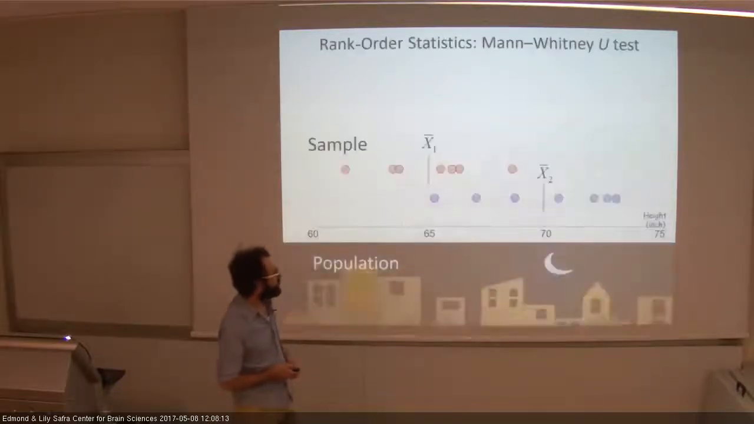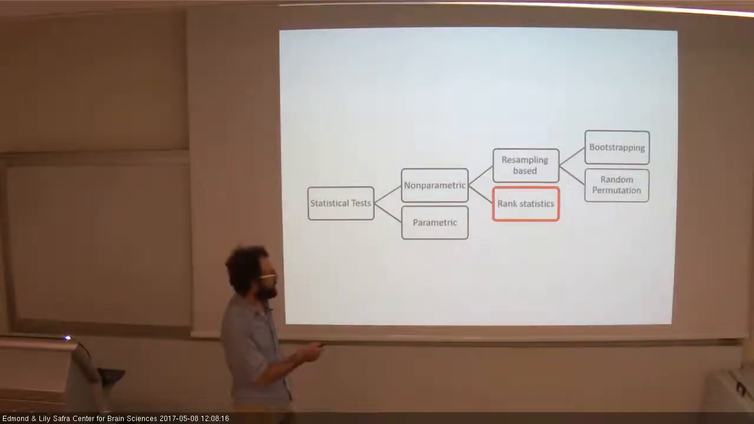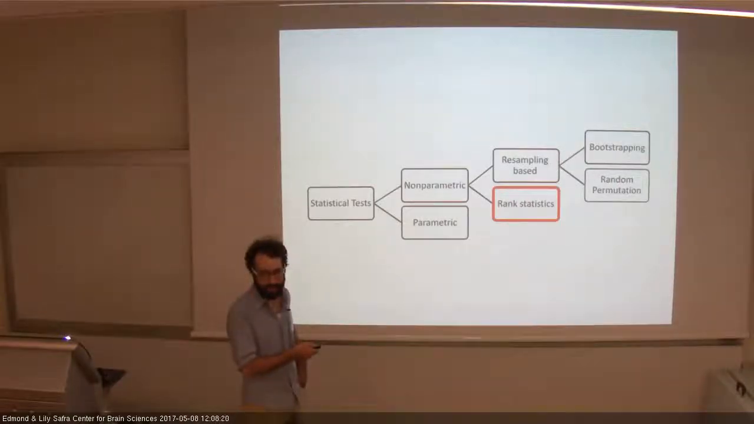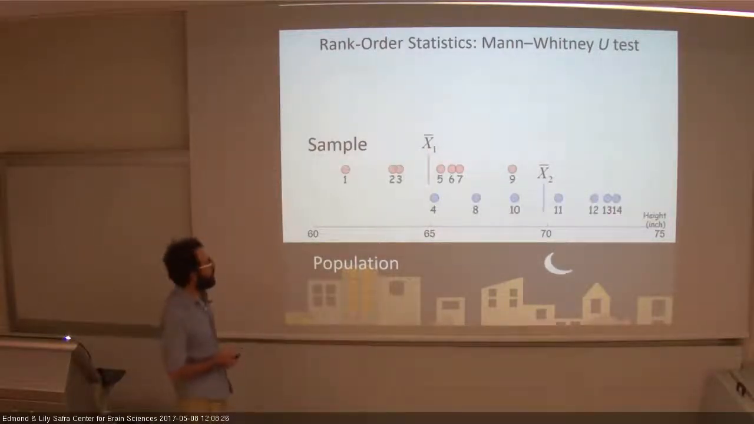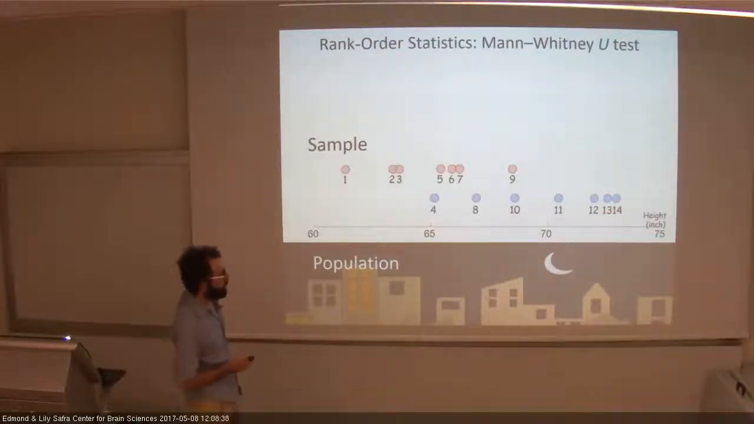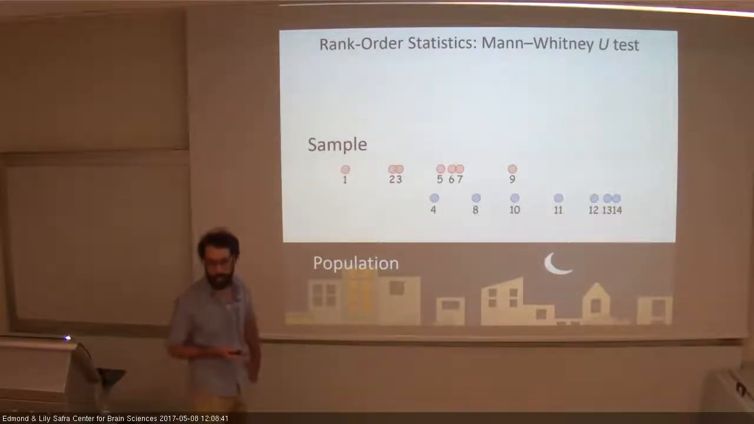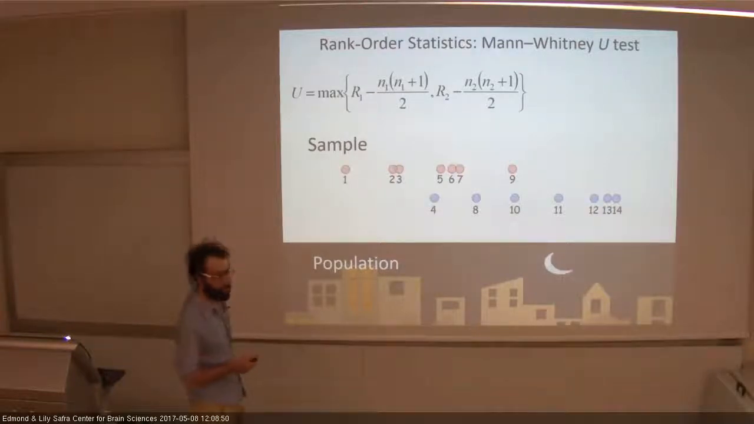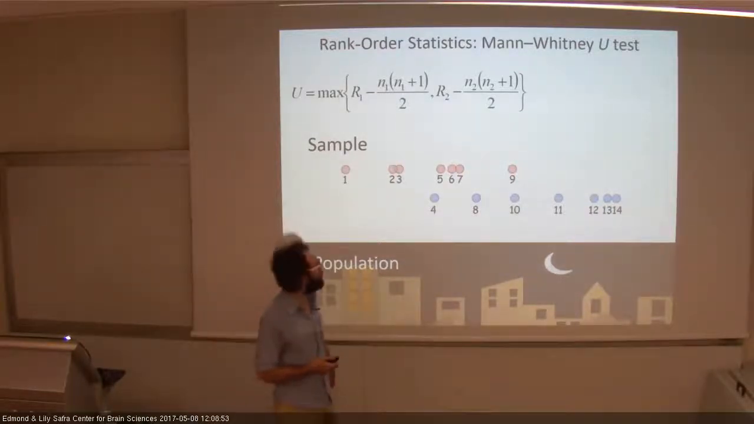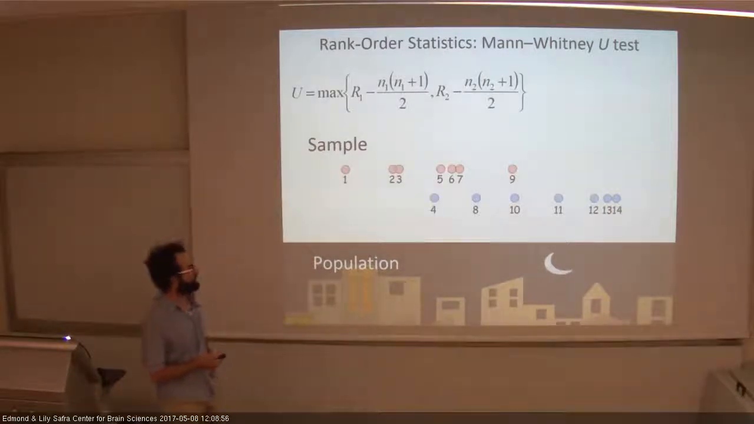So rank statistics. These are the non-parametric statistics that you usually find if you Google non-parametric statistics. The idea here is that instead of looking at the means, we sort the samples. So this is the shortest sample and this is the highest sample. We can forget about the means, and we can actually forget about the actual height, because now we'll use only the ranks. So we can ask which group has higher sum of ranks. And if it's large enough, we can say that it's significant.